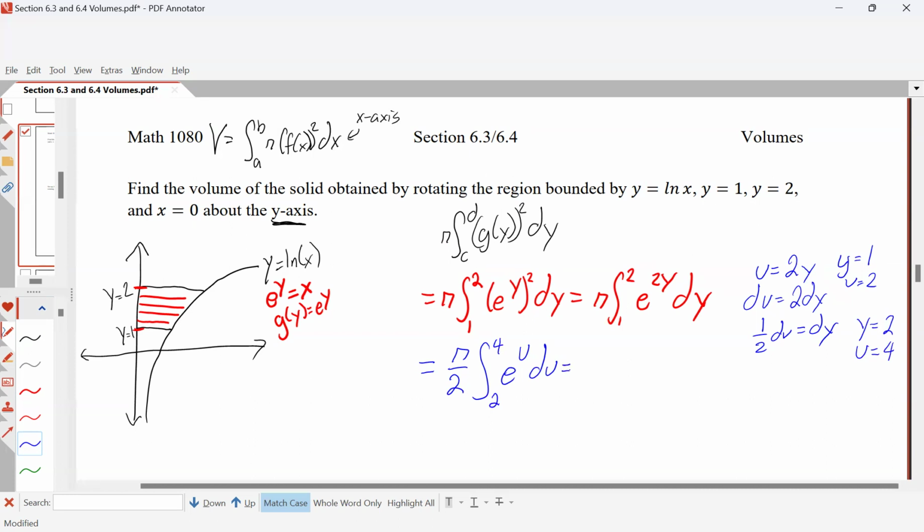Now evaluating this, the integral of e to the u is e to the u. So we have pi over 2 times e to the u from 2 to 4, or pi over 2 times e to the 4th minus e squared. So that is the volume of this solid when we rotate around the y-axis.